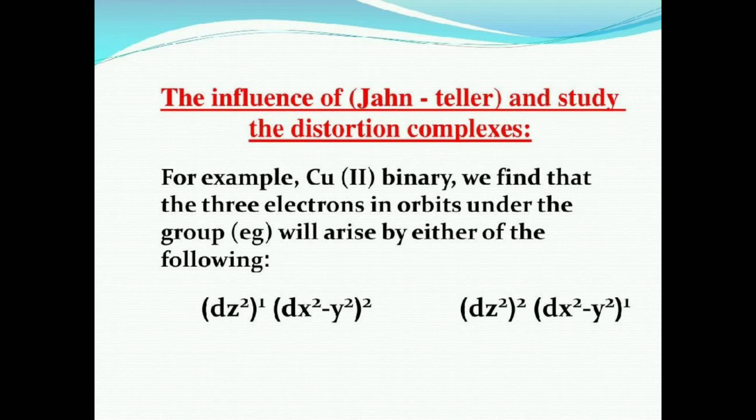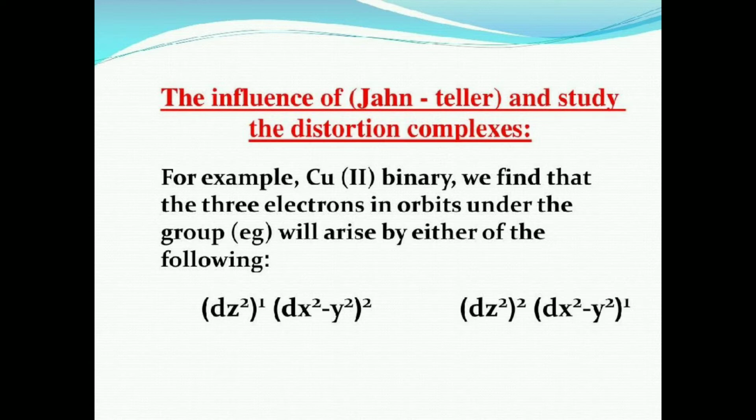This theorem states that for a nonlinear molecular system in an electronically degenerate state, distortion must occur to remove the degeneracy and lower the energy of the system. As the energy of the system is lowered, it gets stabilized. This statement is called the Jahn-Teller effect, and the distortion in the geometry of the nonlinear molecule is called Jahn-Teller distortion.